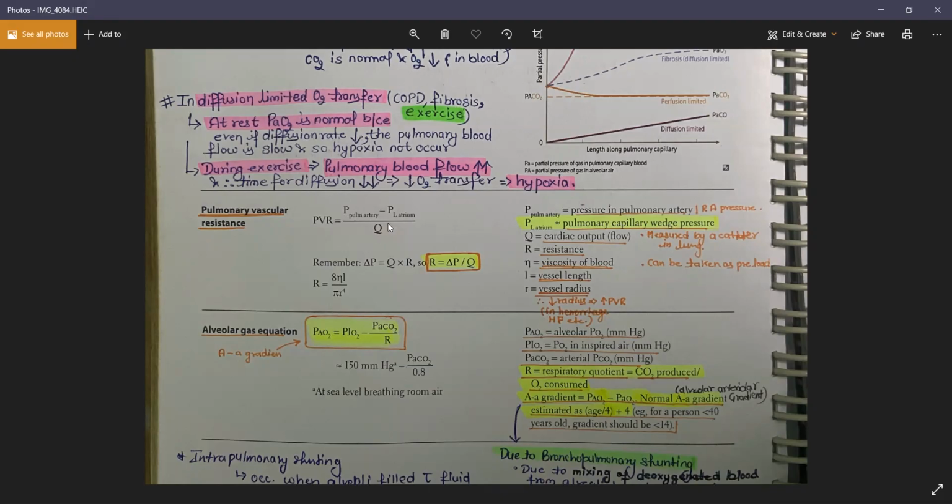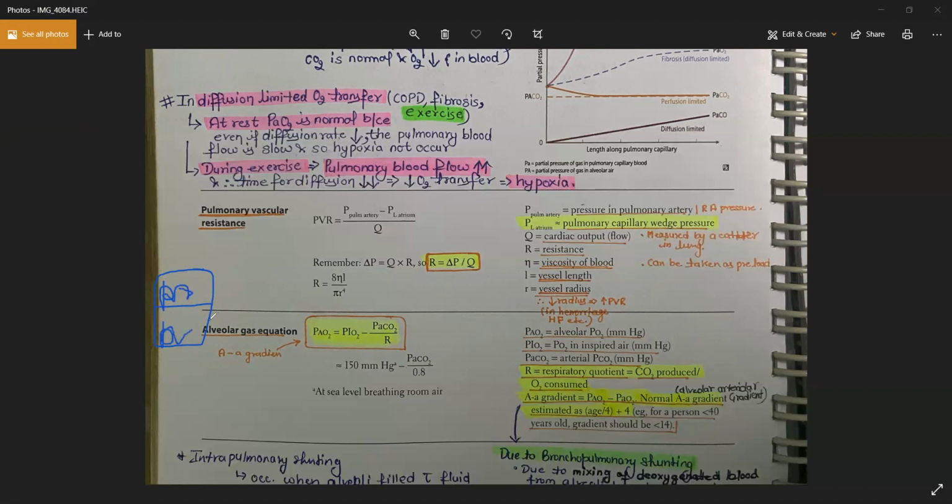The pressure here is the difference in pressure between the two ends of these vessels. So let me draw this. This is the right side of the heart, the right atrium, and this is the right ventricle. This right ventricle will pump the blood into the pulmonary circulation, and finally it will be received by the left heart, right?